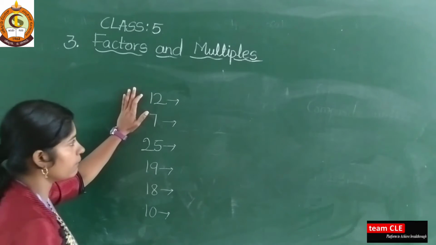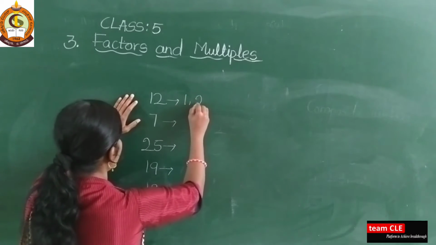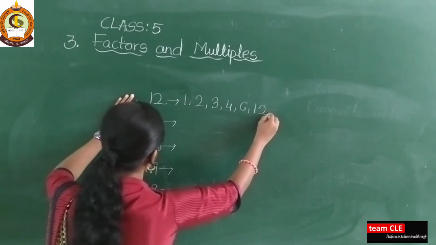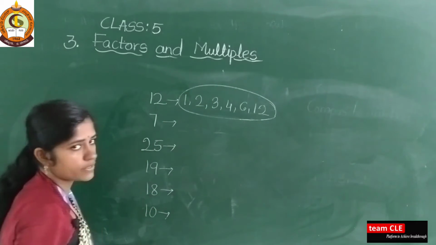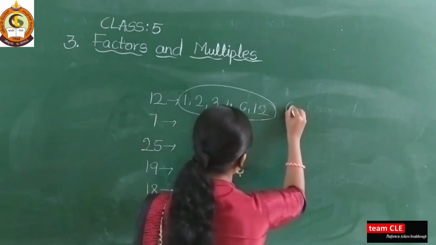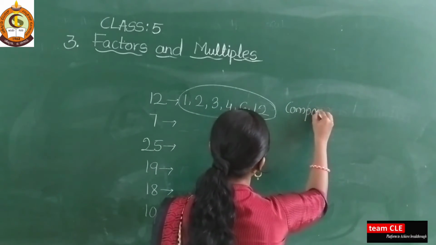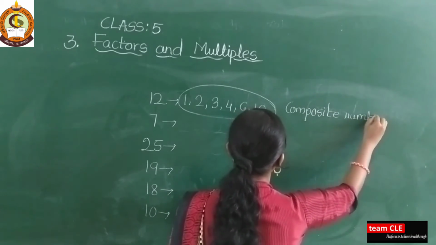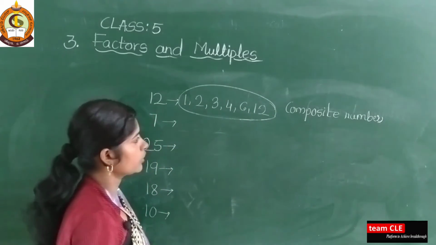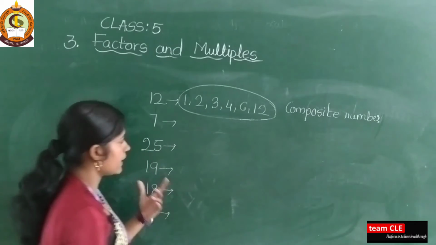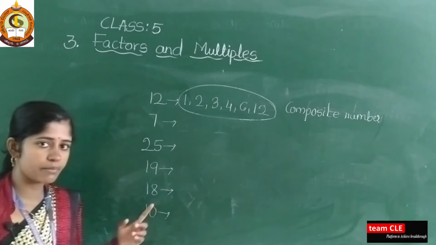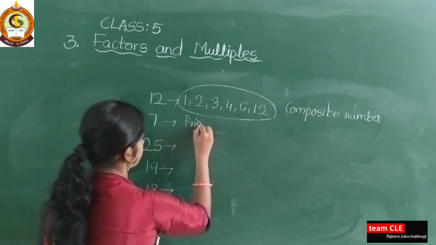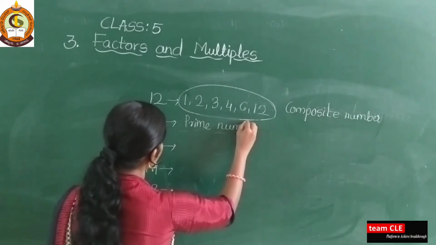Yes, it is a composite number because it is there in 1's table, 2's table, 3's table, 4's table, 6's table, and 12's table. See here, this number has more than 2 factors, so the number is a composite number. Okay, how did you come to know? Then tell me 7. 7 is there in only 1's table and 7's table. So it is a prime number because it has only 2 factors.